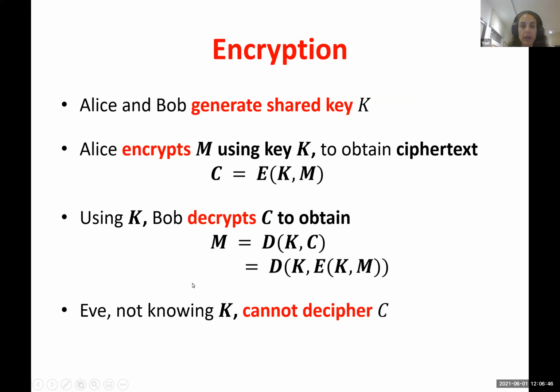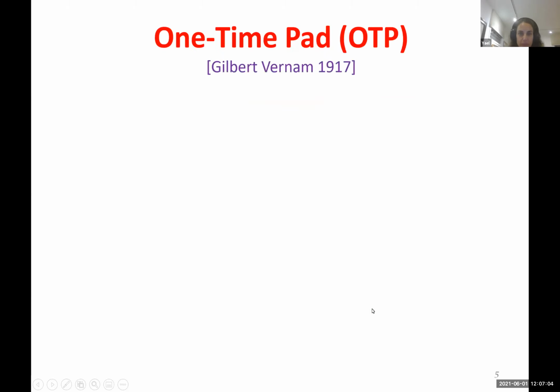So that's what an encryption scheme is. And for security, we want to say that an eavesdropper who does not know K and sees only C cannot decipher C. So this is what an encryption scheme is. By the way, can you see my mouse when I'm hovering? Yeah, okay, good.